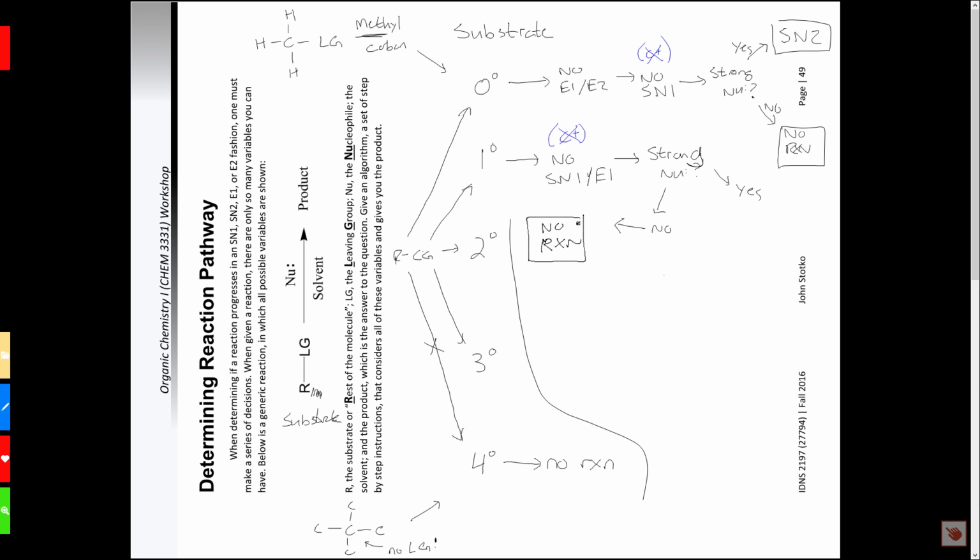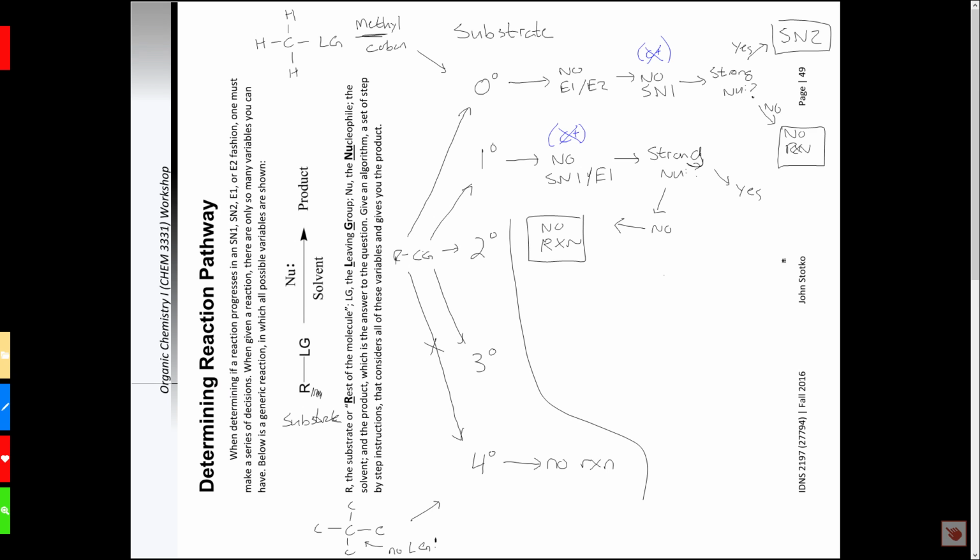and that is an answer. It's a good answer, it's just not a very satisfying answer. There we go, that's the answer I wanted. Okay, so let's say you do have a strong nucleophile. We're still left with 2 decisions, 2 answers to make.